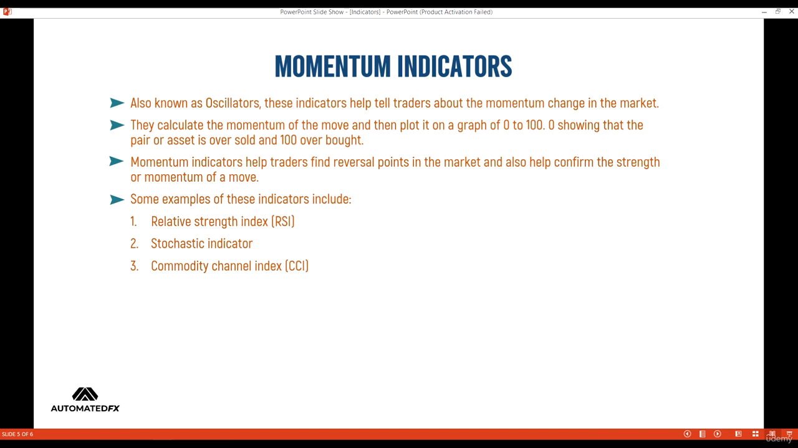We're going to look at at least one example from each category of indicator we've just looked at, as we study them individually.